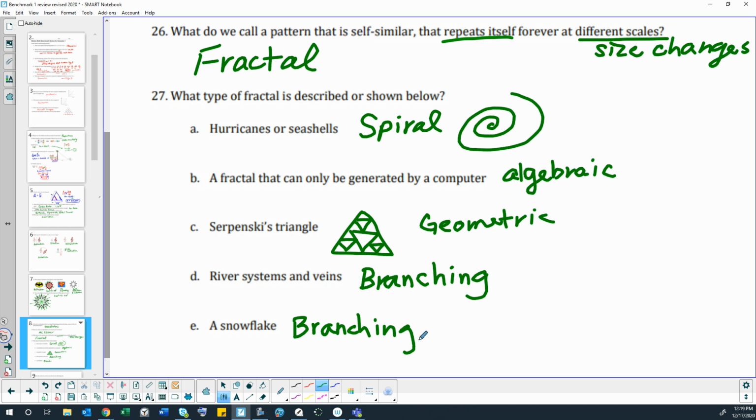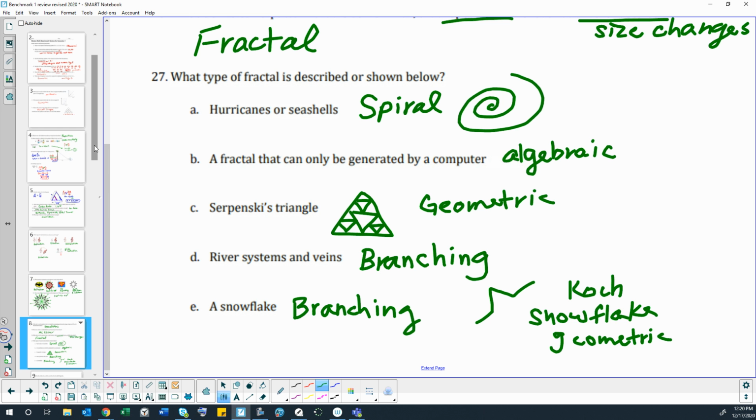There's also another kind of snowflake called a Koch snowflake that has like a geometric pattern, something like that. So we will be looking at that later, probably in January when we come back. And that one is considered to be a geometric fractal because it's made of just shapes that get smaller and smaller.